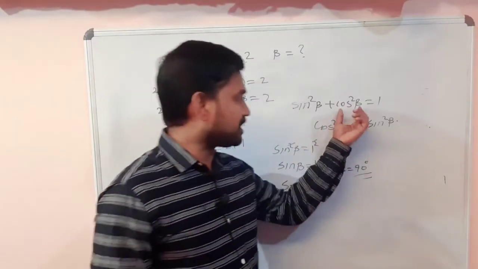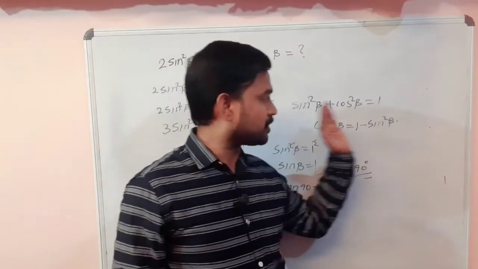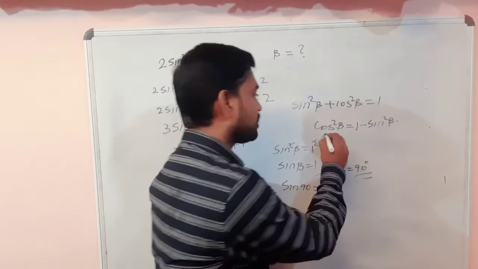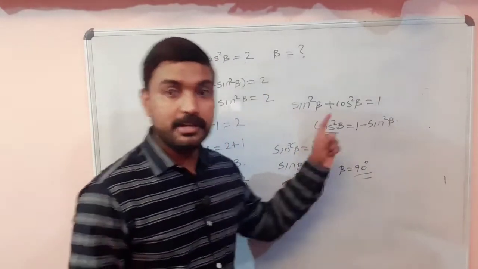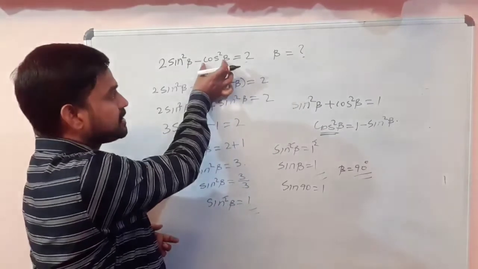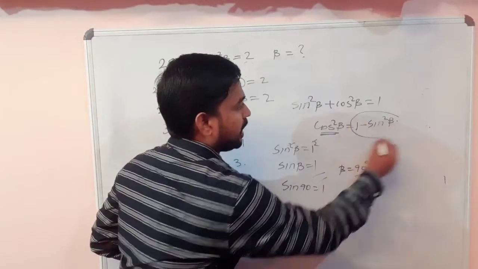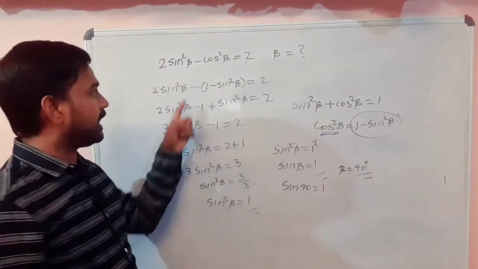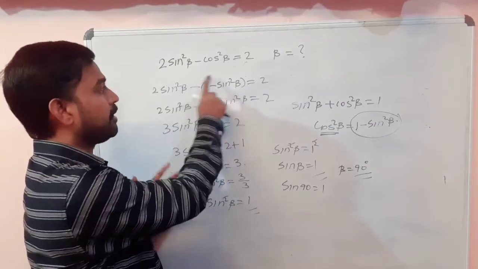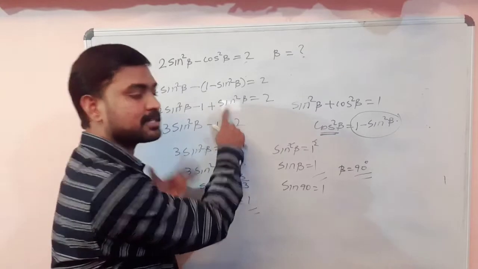Now cos square beta we keep on the left side and the sin square beta we transpose to the right side. So we get 1 minus sin square beta. This is the value of cos square beta. So in our question we rewrite it by replacing cos square beta with 1 minus sin square beta. And this minus symbol is given to each term, it becomes minus of 1, and minus of minus becomes plus sin square beta.